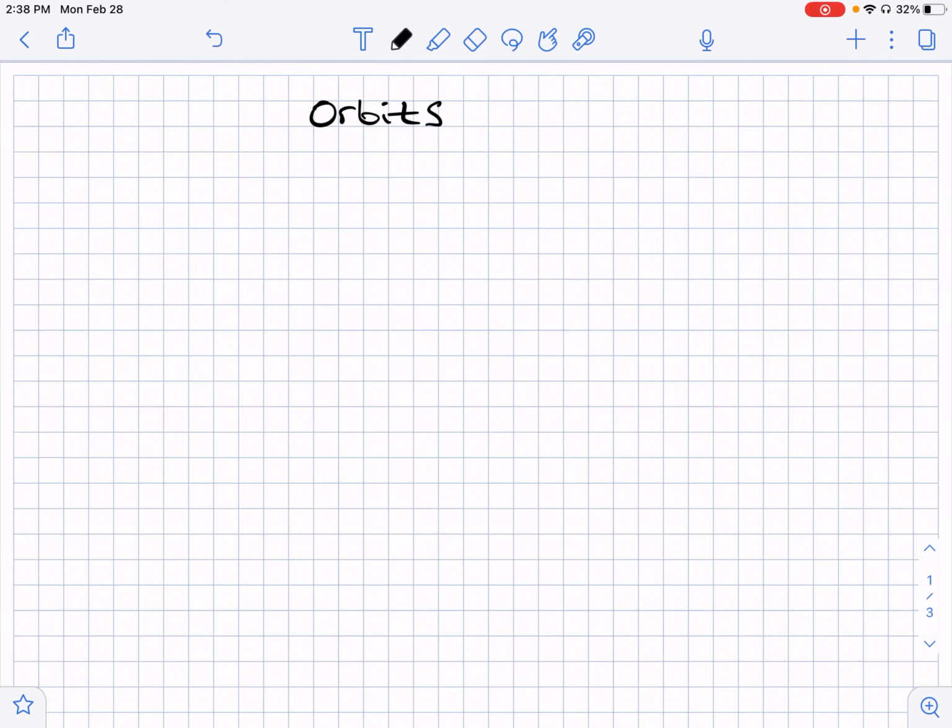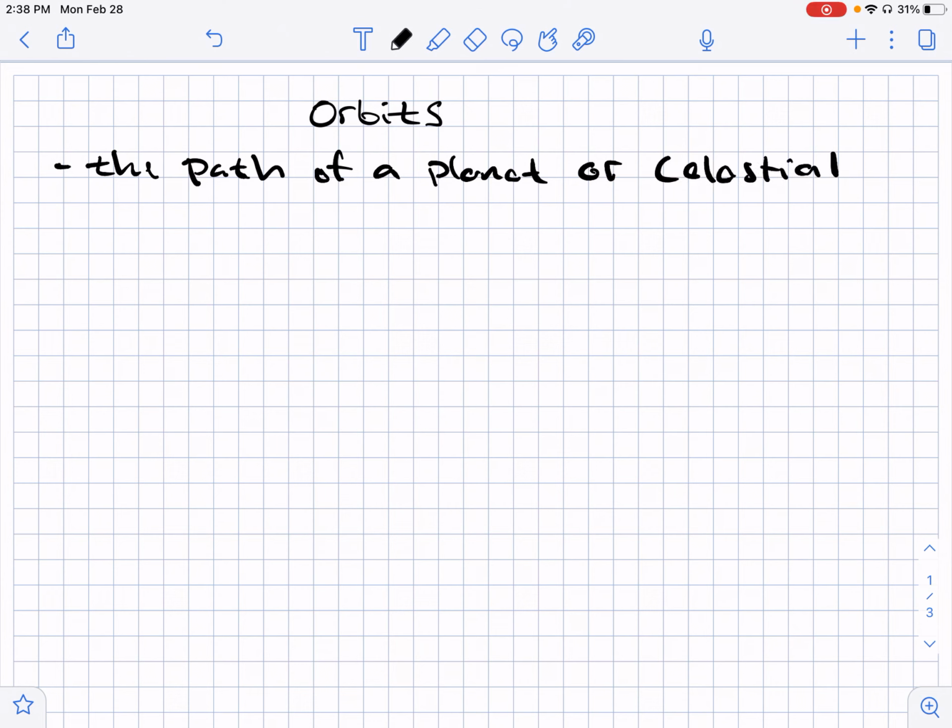Hey there, we're going to go over some orbit notes. And an orbit is just the path of a planet or a celestial body as it moves around another body.